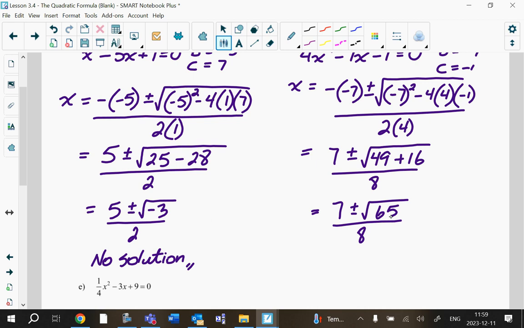Can I do anything with the 65? Can I take it exactly? No. Is there a highest perfect square? 8's not a perfect square. There is none. So that's as far as we can go. Perfect. Yes. Okay.